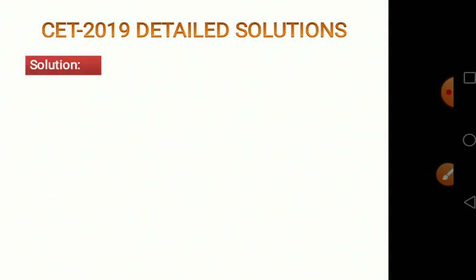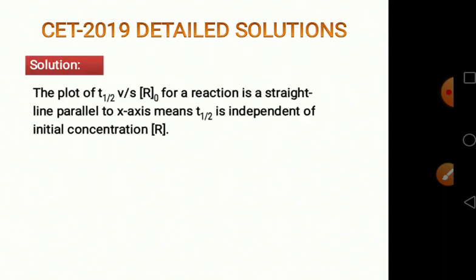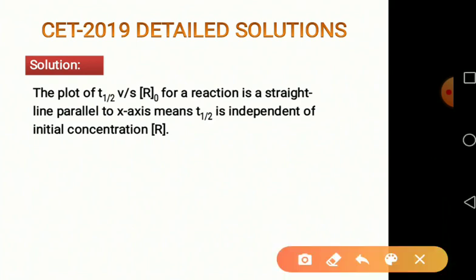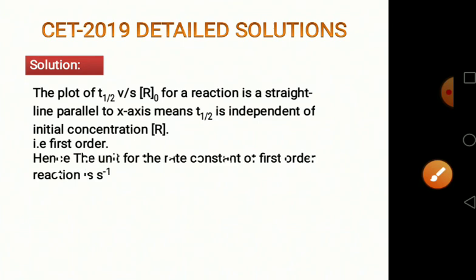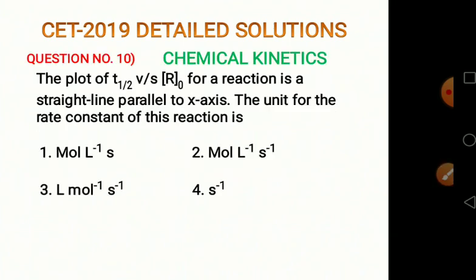So what is the meaning of a plot of T1/2 versus R0 being a straight line parallel to the x-axis? It means T1/2 is independent of initial concentration. So remember, when T1/2 is independent of initial concentration, that reaction should be first order. For a first order reaction, what is the rate constant unit? Per second. Hence the answer for this question is the fourth option, per second.